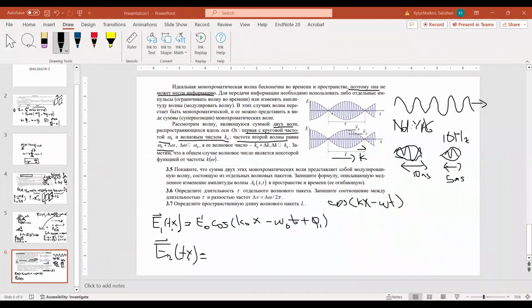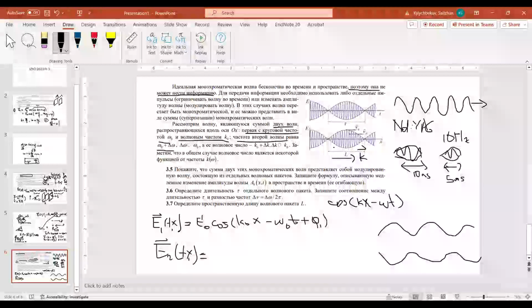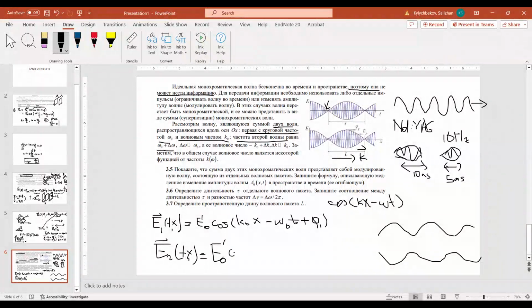From the picture, it's obvious that they have the same amplitude. Why? Because if they didn't have the same amplitude, the waves wouldn't completely cancel, destructively interfere. At this point, it's destructively interfering, which means their amplitudes should be equal. So that's how I figured out from the picture: E0 prime is the amplitude, also with cosine.